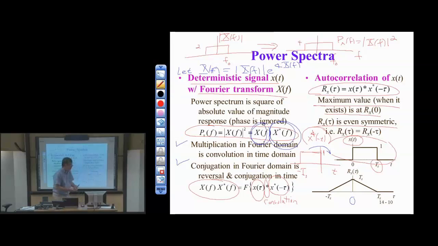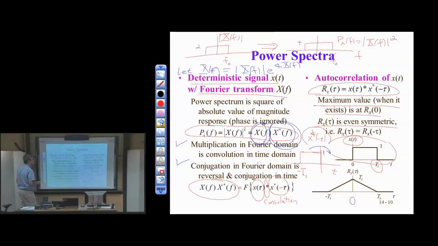Now, what's the autocorrelation if x of t is a Dirac delta? It would just be a Dirac delta located where? At the origin. Okay. Let me ask you another question. What if I gave you another x of t, but I delayed the start of x of t?